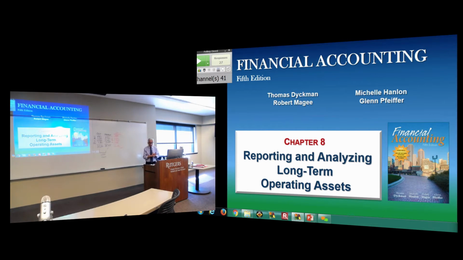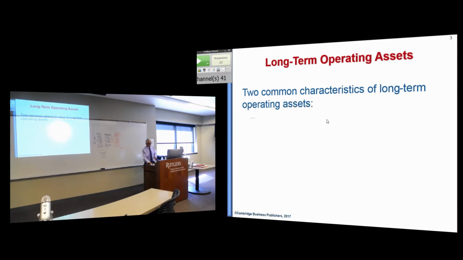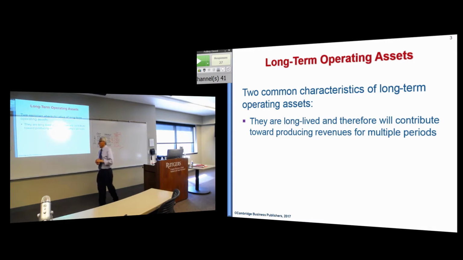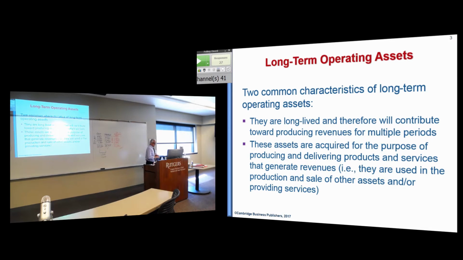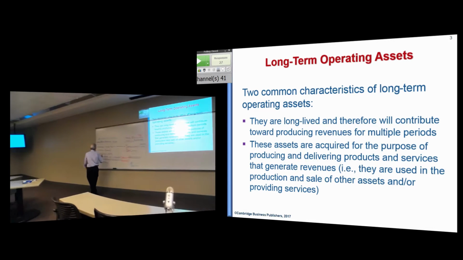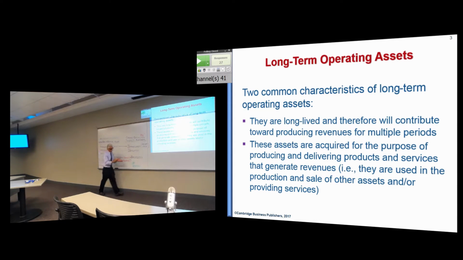Now we're going to start with the tangible assets and intangibles, and say a little bit about natural resources. Natural resources are also known as wasting assets, I guess, as well. But the characteristics they have, aside from some of the specific characteristics, is that these are long-lived assets, and they will be generating revenue for extended periods of time. And also, they're acquired for their use in the production and sale of other assets. So their main characteristics are that they're long-lived and used in the generating of revenue or production and sale. Now the difference, of course, is in their individual characteristics.